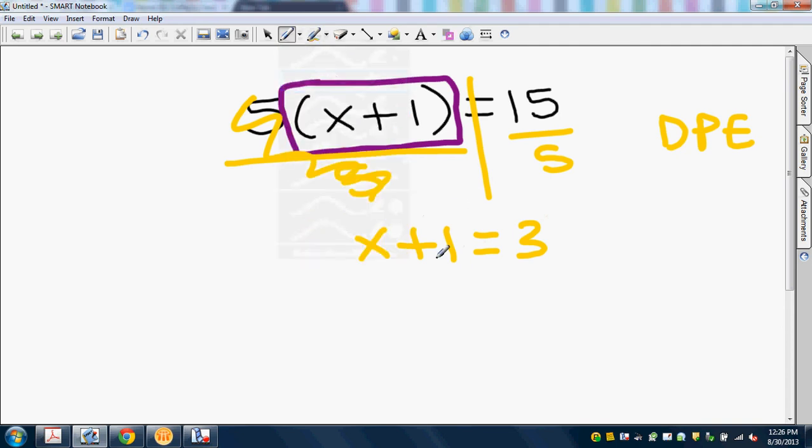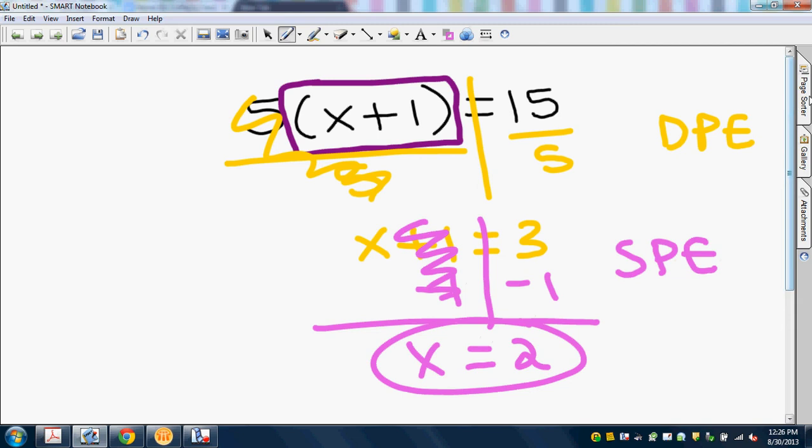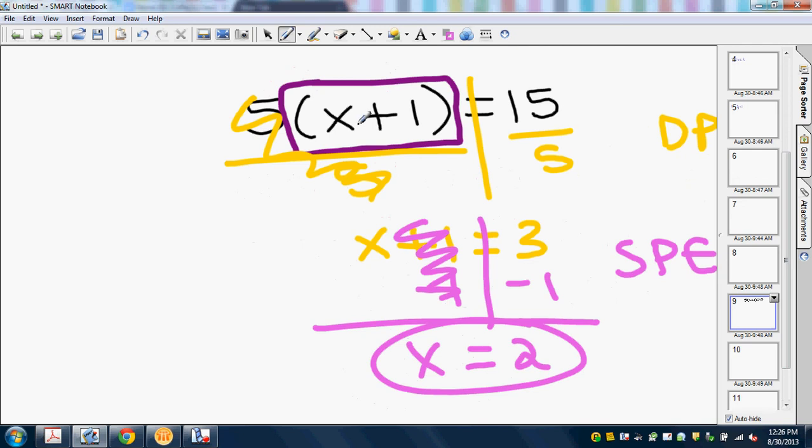So now I can subtract 1 from both sides of my equation, and again, that's the subtraction property of equality. Those cancel out, leaving me with x is equal to 2. And that was the same answer we got up here. We distributed before we solved it. Here we just went ahead and divided, and then once we did that, we don't even need the parentheses anymore. Okay?